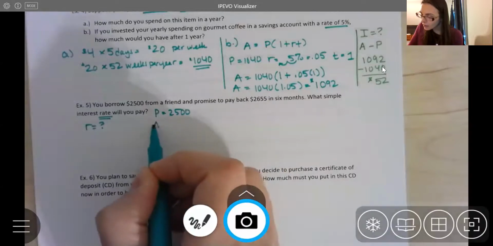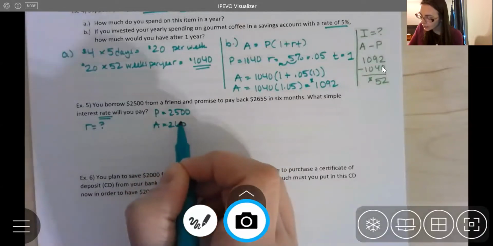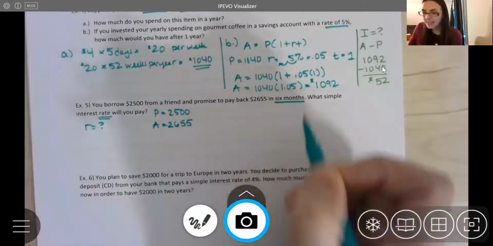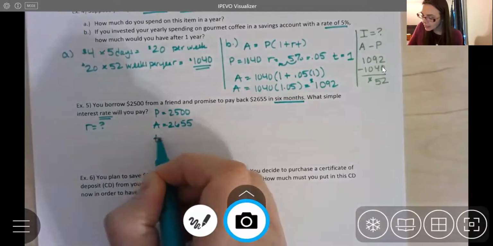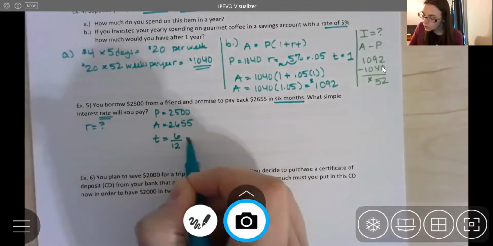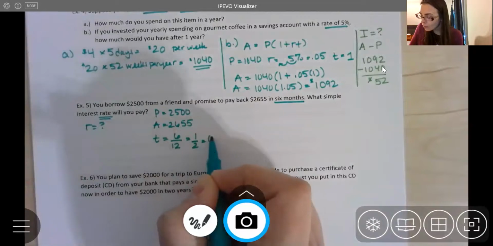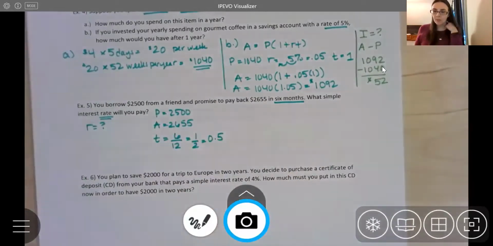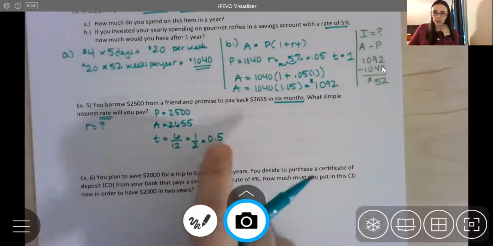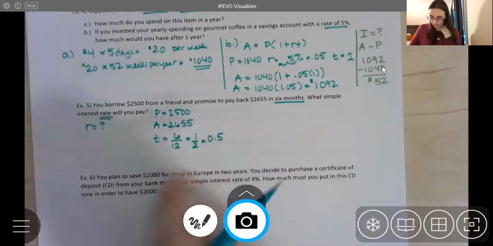And I know my final amount is $2,655. My time is 6 months. So my T is 6 months out of 12 months in a year, which you can also write as 1/2 or 0.5. So you can use any form you want as long as you're using the correct values, right? So if you have a lot of decimal places, use a lot of decimal places. Otherwise, try to use the fraction.